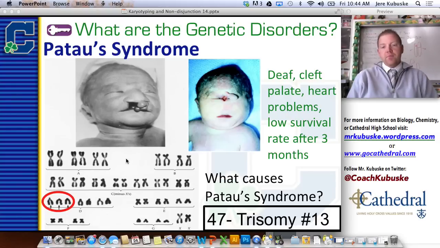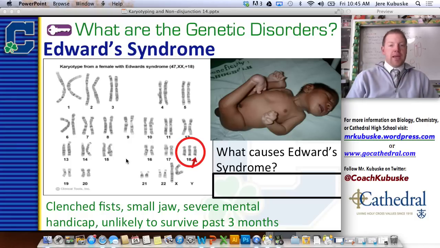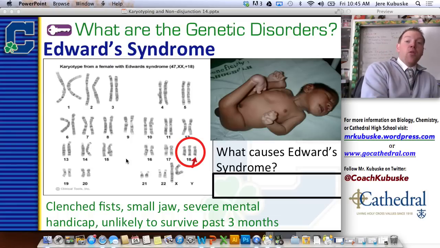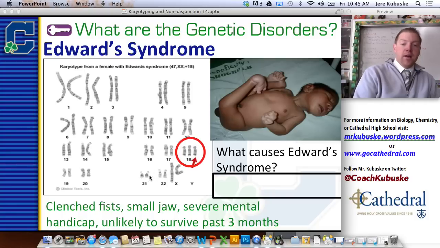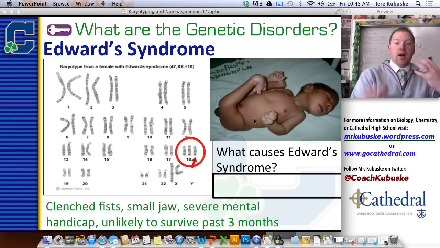Okay. Next one, Edwards syndrome, the trisomy 18 right here. So Edwards syndrome is right in between Patau's and Down's. So there is, again, a low survival rate because these are, again, going to be larger chromosomes than the 21. But obviously you can see the problems aren't going to be as severe as Patau's. Now, obviously there are still some problems here, especially in the joints, clenched fists, deformation in the joints.